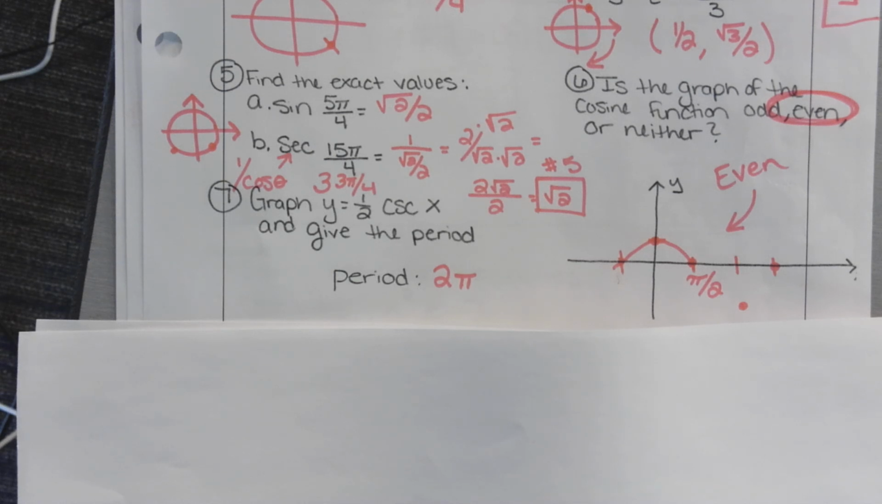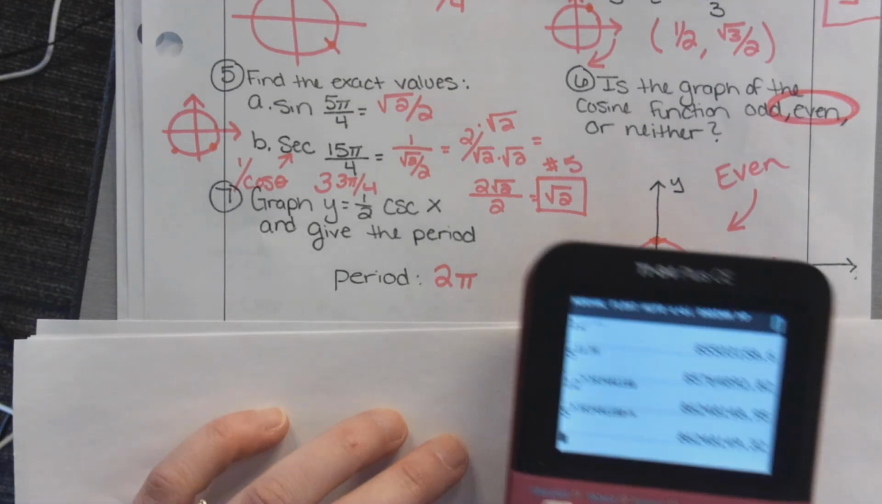For number 6, it should be an even graph. For number 7, I never graphed it. I'll show you the graph in just a second. The period is 2 pi. So for both the secant and the cosecant, the period is 2 pi. Do you remember the trick with graphing the cosecant and the secant? Is there a button for that? Sort of, I guess, is the answer, right?